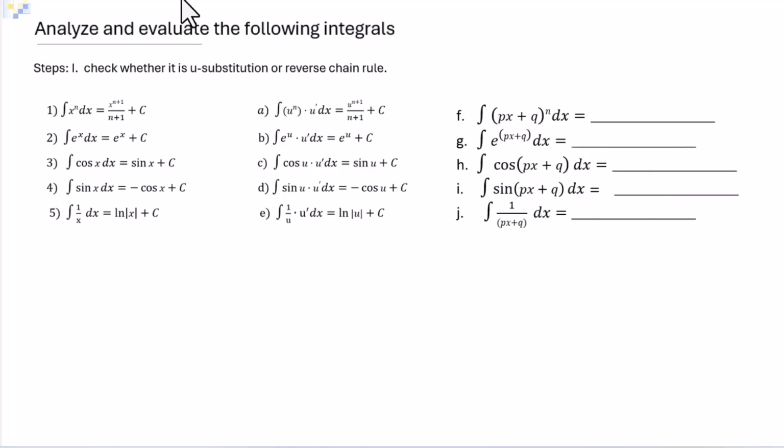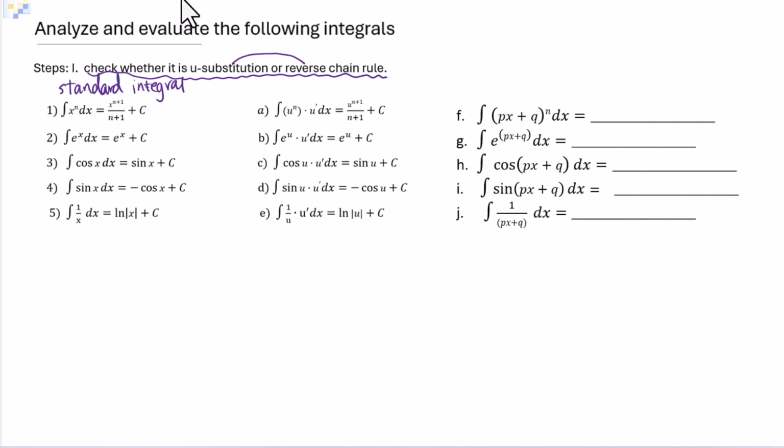This video is about analyzing and evaluating integrals. First step, check whether it is U substitution or reverse chain rule. Basically, U substitution and reverse chain rule are the same thing.